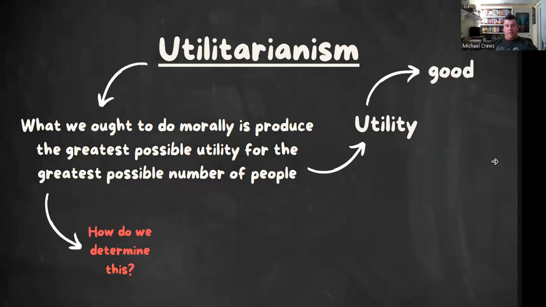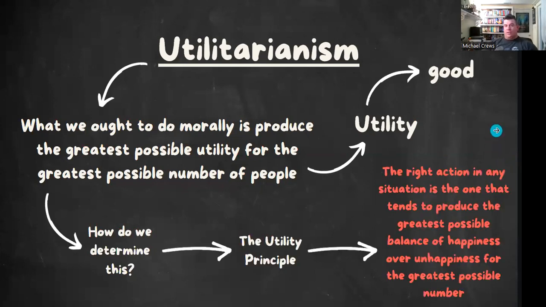How do we determine this? The utility principle says the right action in any situation is one that tends to produce the greatest possible balance of happiness over unhappiness for the greatest possible number. I know it's kind of wordy, but the greatest amount of good for the most amount of people is how you hear it described a lot. Utilitarians consider themselves harm reductionists. They're trying to reduce the amount of harm in the world by increasing the amount of happiness.